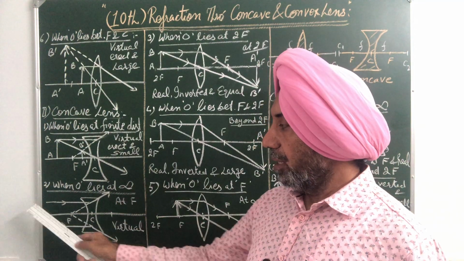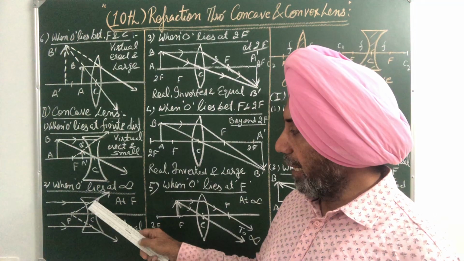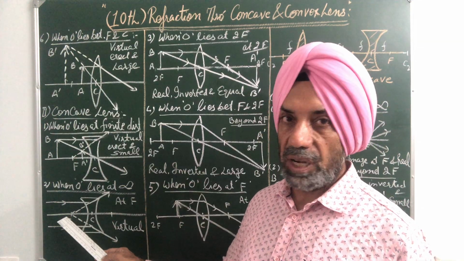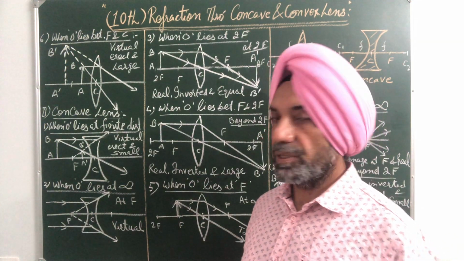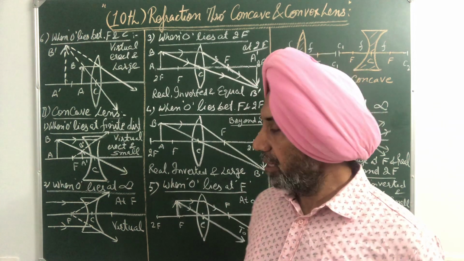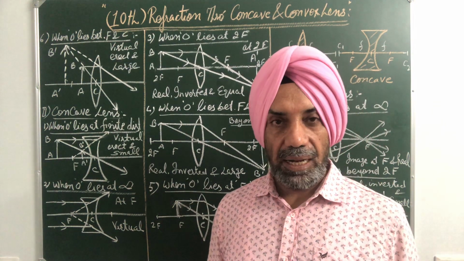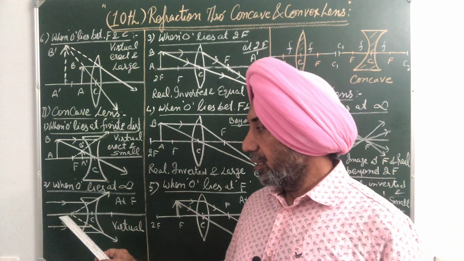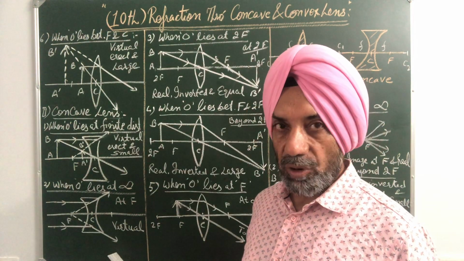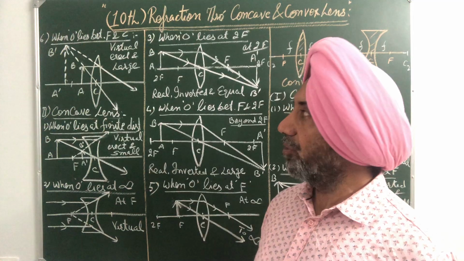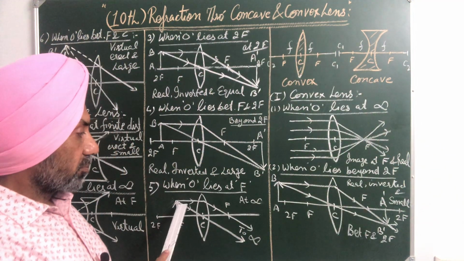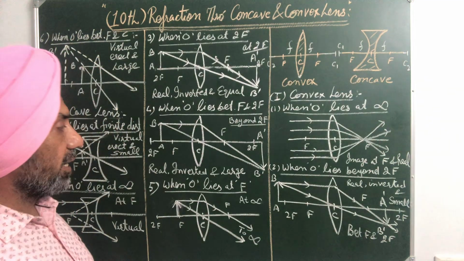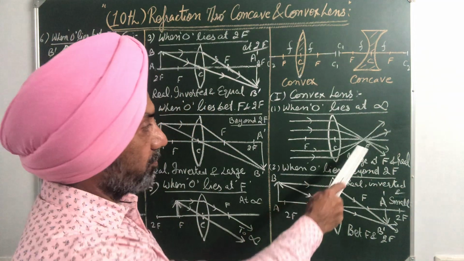When the object lies at infinity, the rays coming parallel get refracted, but they appear to be coming from the principal focus. So the image formed is at the principal focus. In both lenses, convex and concave, the image formed when the object lies at infinity is always at the principal focus. In the concave lens, the rays appear to be coming from the principal focus, so the image formed is virtual. In the convex lens, the image is also at the focus, and the rays actually meet at the principal focus.